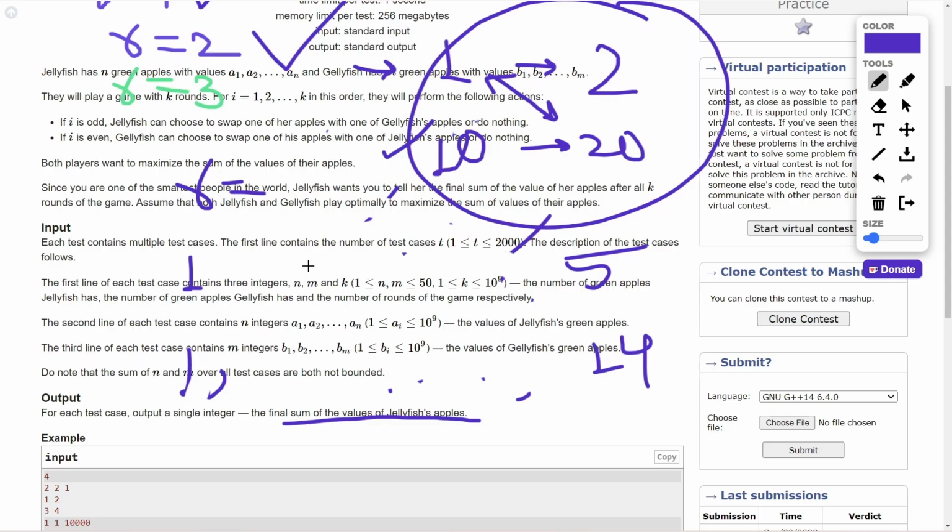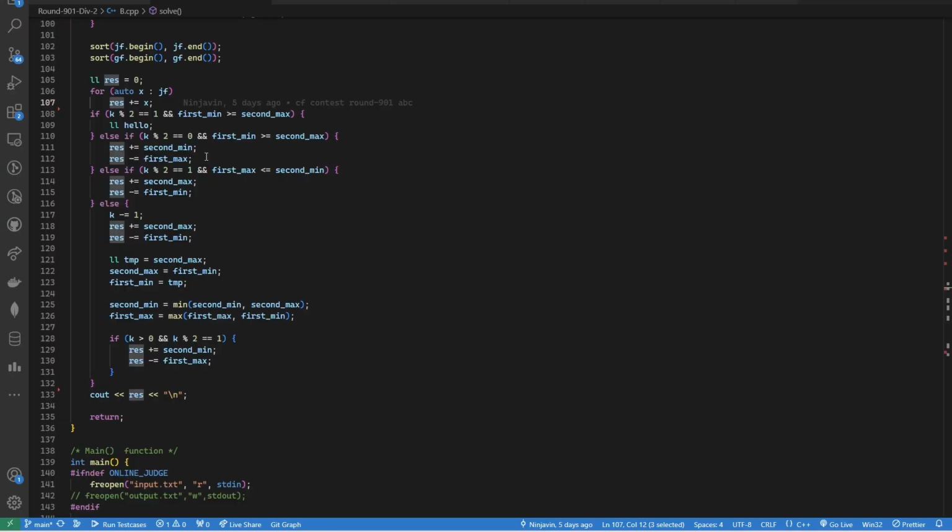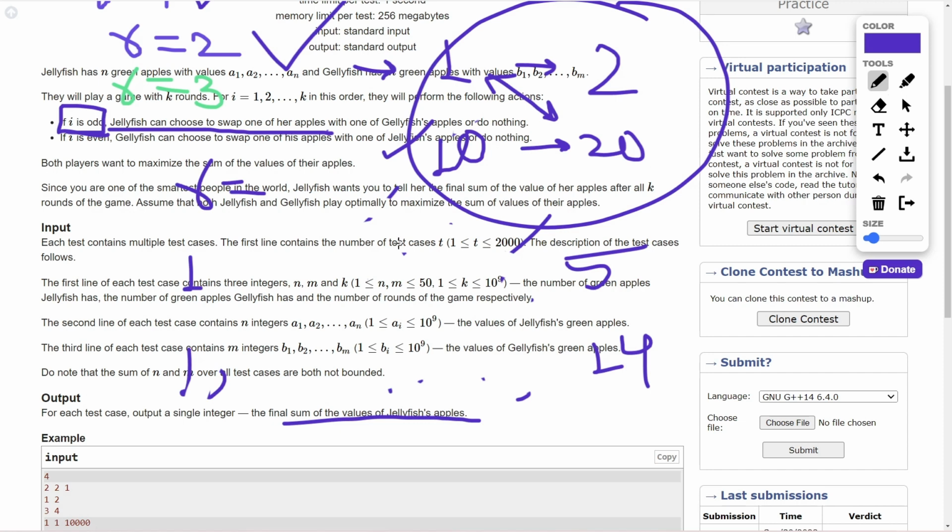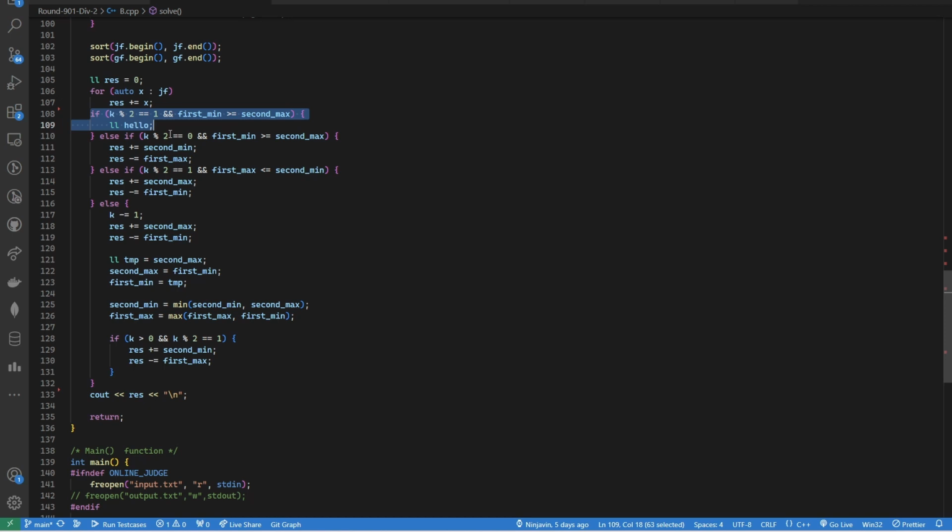Now if k is odd, we will finish at the first fish's chance. The first fish is very smart. If even its minimum is greater than the maximum of the second fish, this was the case where the first fish has 10, 20 and the second fish has 1, 2. Even its minimum is greater than the second fish's maximum, will it do anything? No, it won't do anything. We will just return the result, which is the current sum.